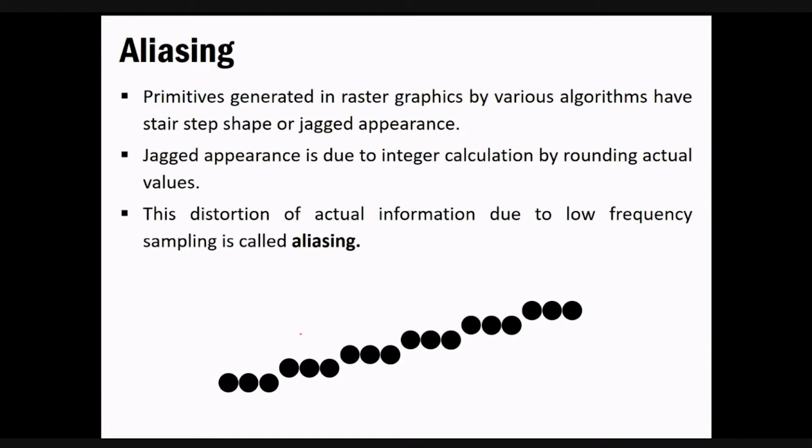This distortion of actual information due to low frequency sampling is called aliasing. Now simply you'd be saying that okay, if we are dealing with a low frequency, then you can simply multiply that frequency by some higher value. That is what we are going to do to solve this problem. It can be solved with the concept in computer graphics called anti-aliasing. Till now I hope this is clear to you.